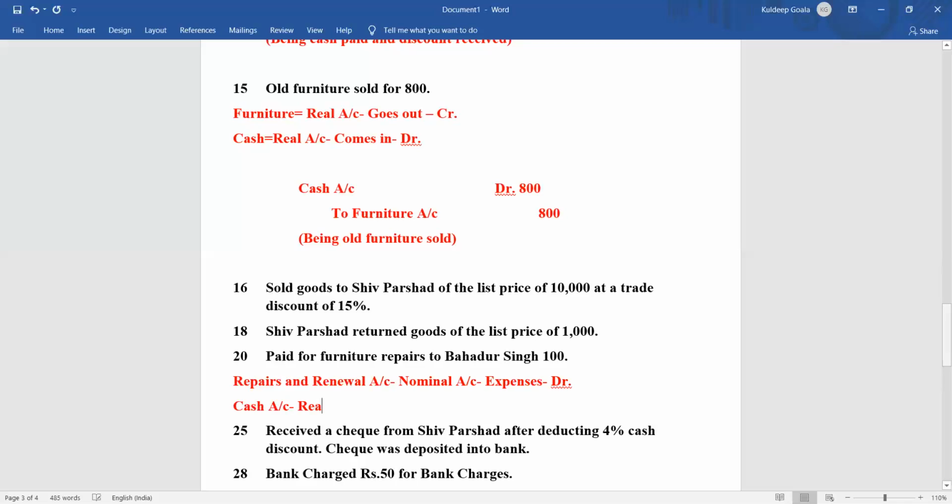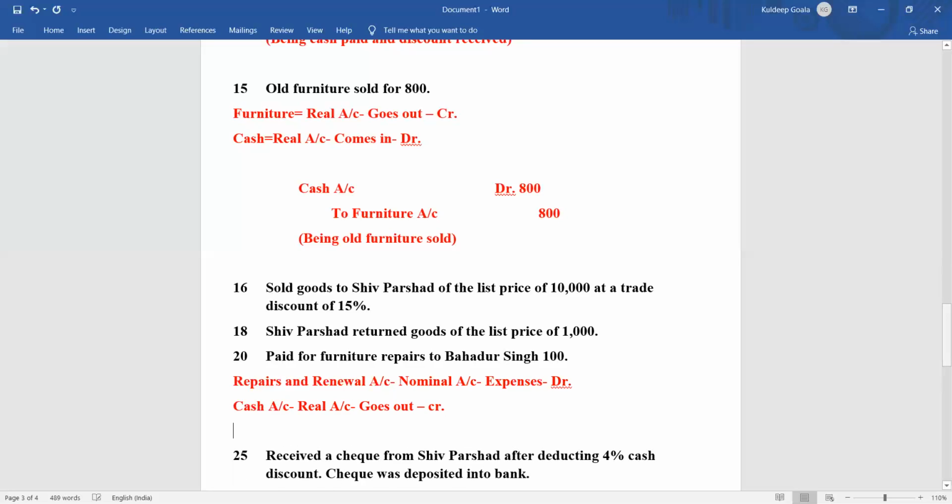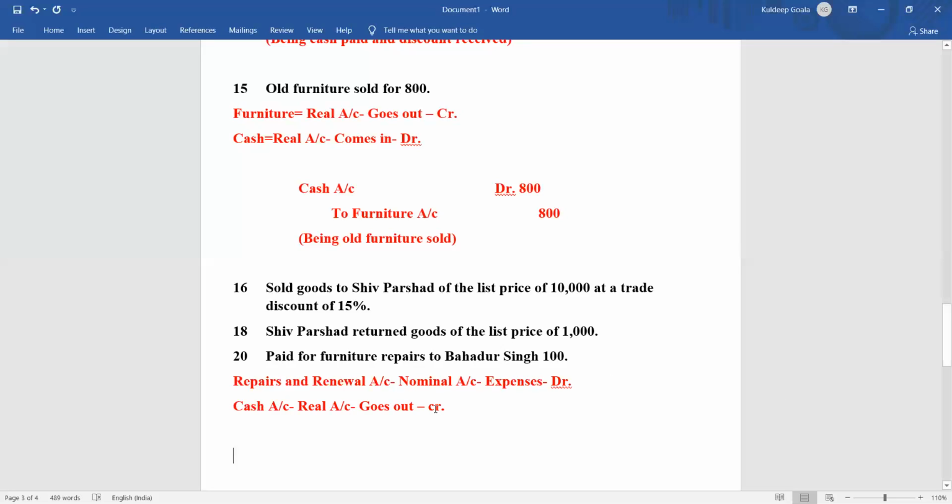कैश इज अ रियल अकाउंट. सो रियल अकाउंट का रूल क्या होता है? डेबिट व्हाट कम्स इन, क्रेडिट व्हाट गोज आउट. तो मैंने रिपेयर करवाया तो पैसा जाएगा, गोज आउट क्रेडिट, राइट? इसका मतलब जनरल एंट्री क्या होगा? रिपेयर्स एंड रिन्यूअल अकाउंट डेबिट टू कैश अकाउंट, है ना?